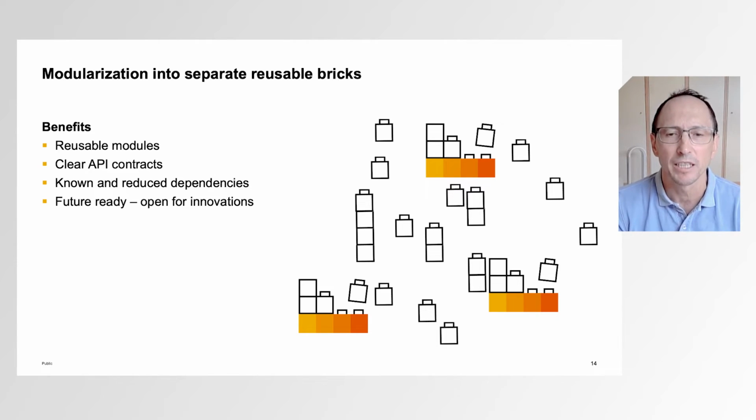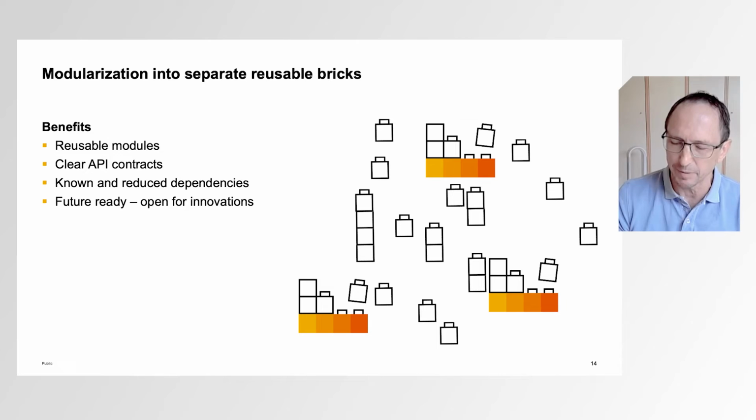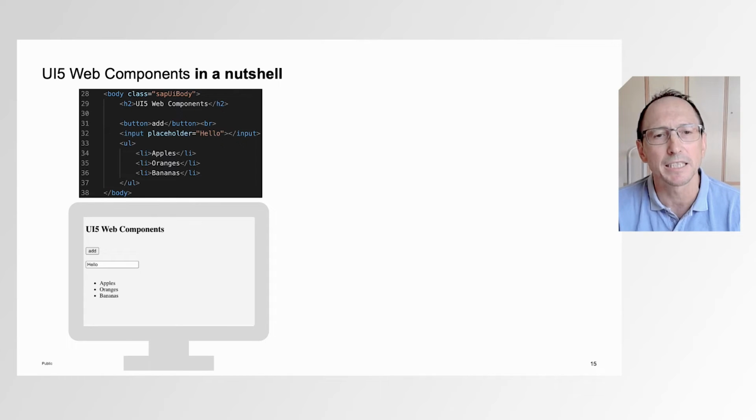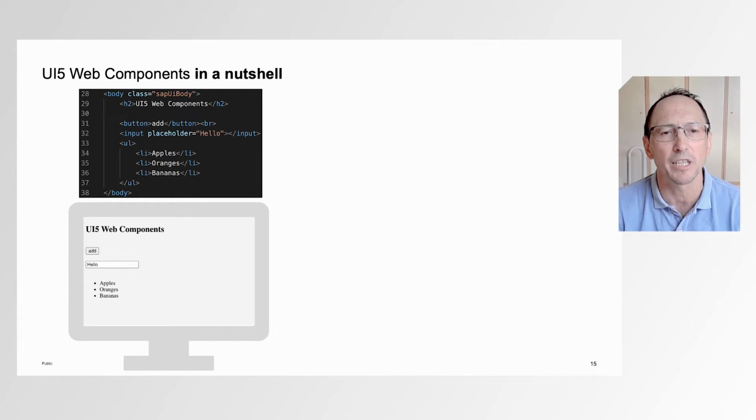And there's now one really cool innovation brick with a huge reuse potential called Web Components. Let's look into that specific brick for a second. What are Web Components? Web Components is a W3C standard that deals with custom HTML elements. It allows you to define your own HTML tags that are understood by the browser.